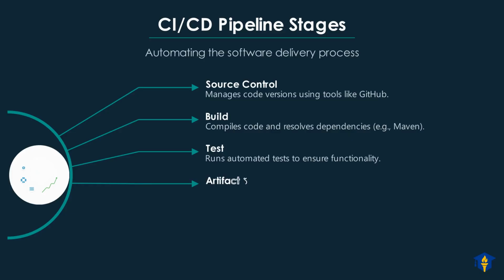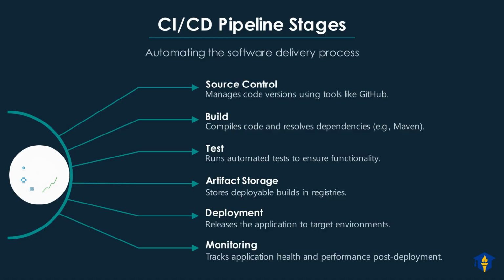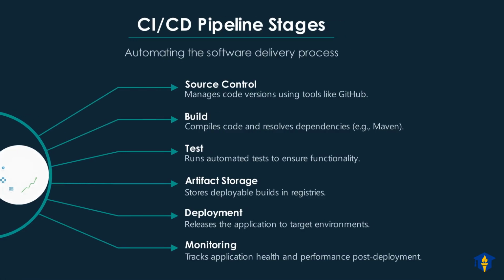Then, we have artifact storage, where deployable components are kept. This stage stores the deployable builds or artifacts in designated registries for later use. The deployment stage is where the application is released to its target environment. The application is released and made available in various target environments such as production. Finally, monitoring ensures the application performs reliably and efficiently after deployment. It continuously tracks the application's health and performance, identifying any issues post-deployment.